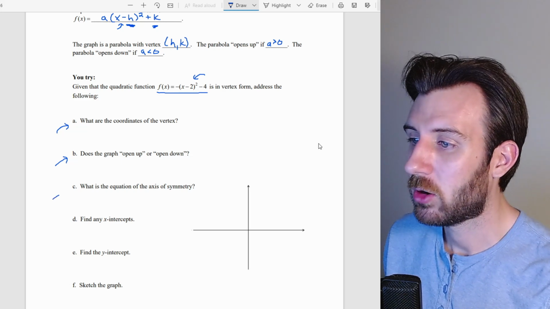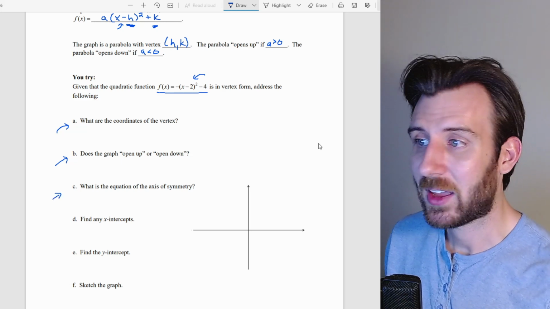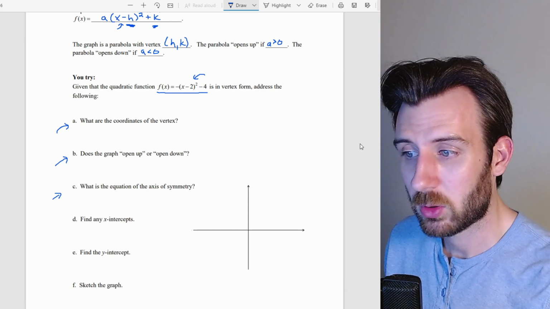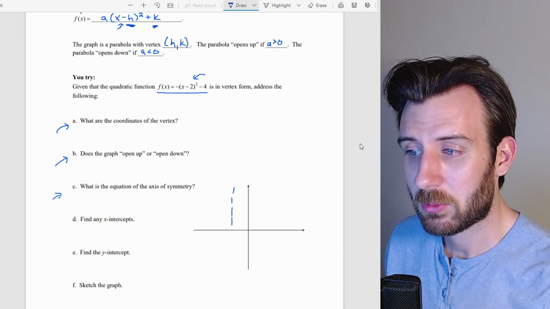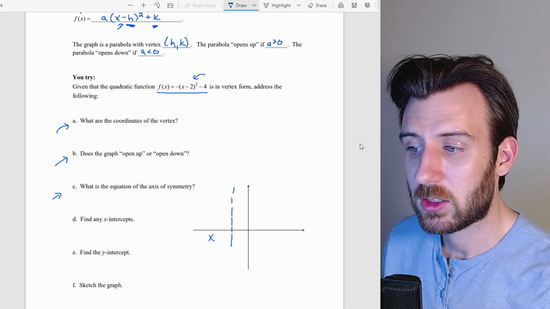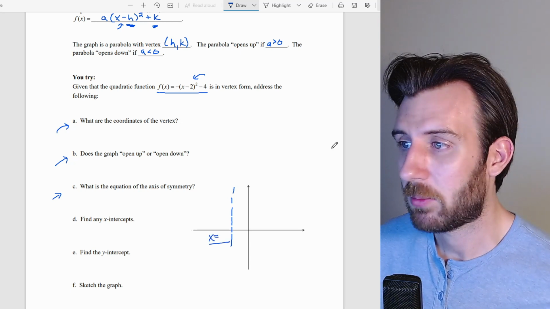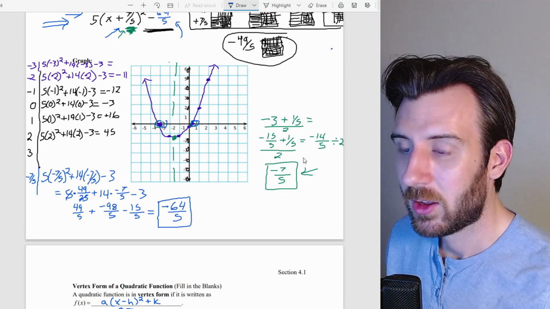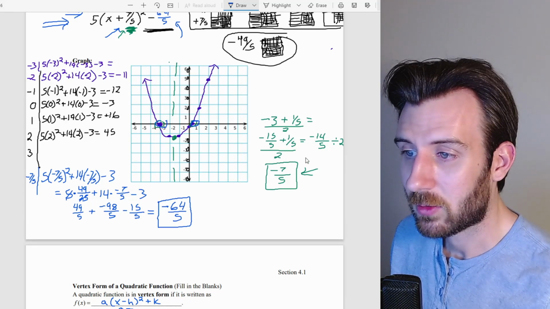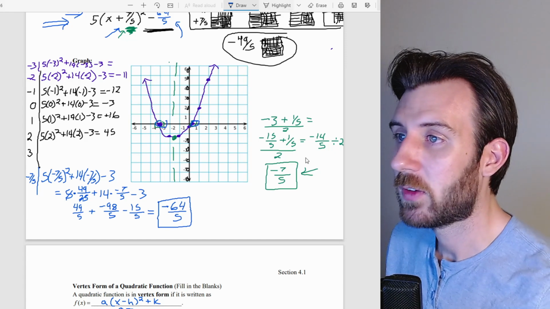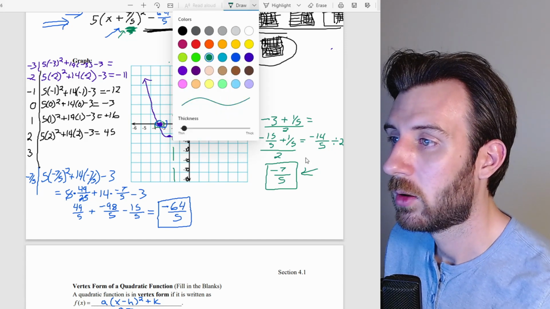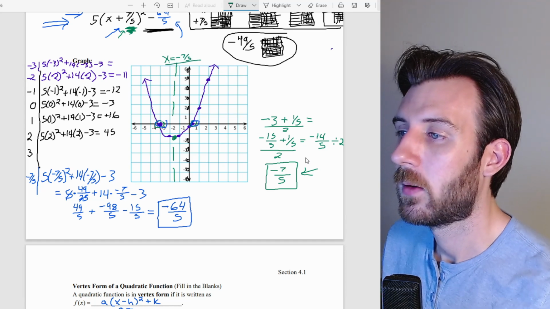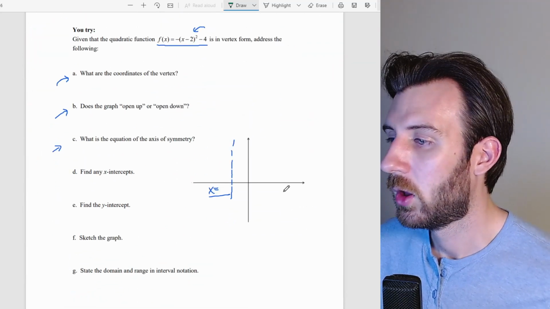What is the equation of the axis of symmetry? Well, the axis of symmetry should be a vertical line going right through the vertex, so it's going to be of the form x equals whatever. For example, if we come up here, this one was x equals negative 7/5. That's where our green line was, x equals negative 7/5. You could draw that in if you want. Good. What else do we have?